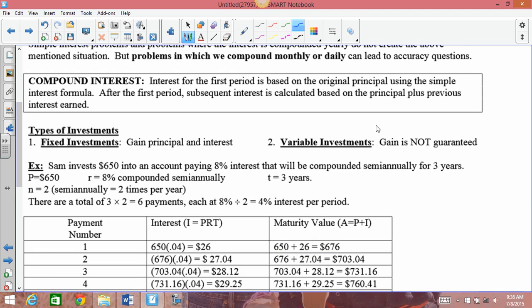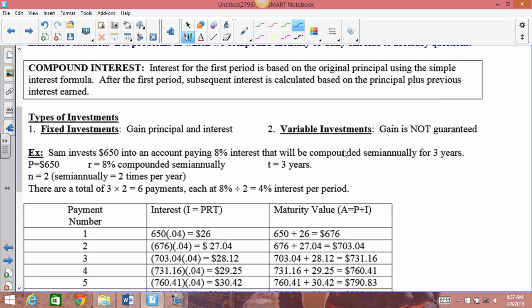There are 2 types of investments that can involve compound interest: fixed investments versus variable investments. For fixed investments, some examples would be your CDs, savings accounts, and money market accounts. You're guaranteed to make money, and it may not be much at this point in our economy, since interest rates are rather low right now, but nonetheless you're guaranteed to get a little something back. Variable investments is where your gain is not guaranteed. They might go up, they might go down. Typical ones that you're probably familiar with are a 401k, stocks, investing in stocks, mutual funds, things like that.